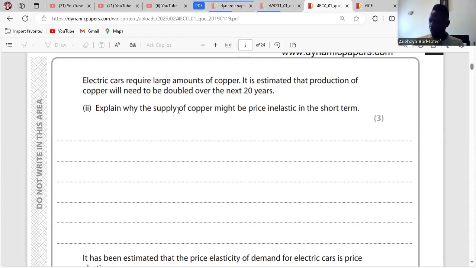I wrote here: in this case, copper is a mineral resource, which means it has to be extracted. And to extract it, it will take time. So that means in the short run, the supply of copper would not increase, even if the price changes. Is it clear? So move on.